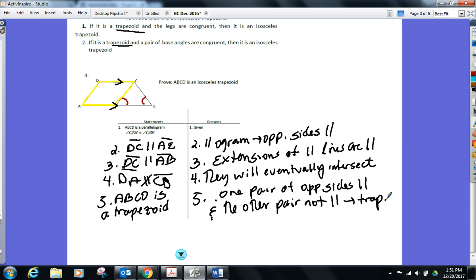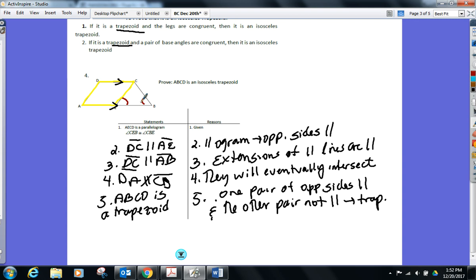Now, how do I make it isosceles? One of two ways. Take your trapezoid and show me the legs are congruent. Or take your trapezoid and show me a pair, just one pair, of base angles are congruent. In this proof we can do both. It's just a matter of what you honors kids want to do. Do we have a preference in here? I certainly do, but I'll listen to you guys.